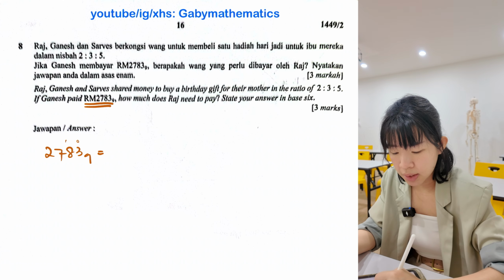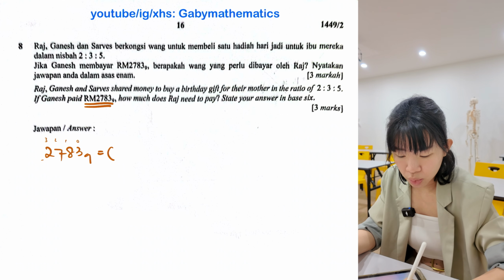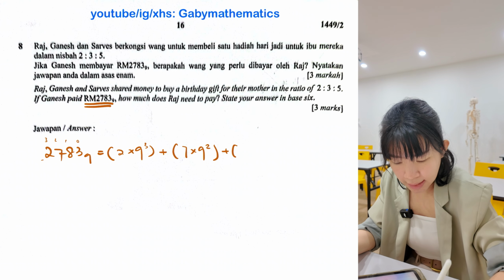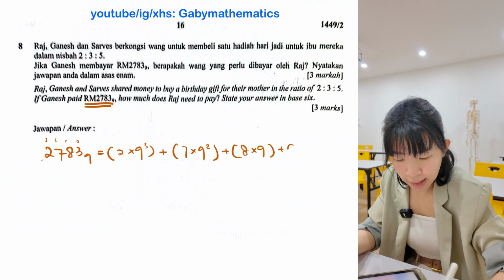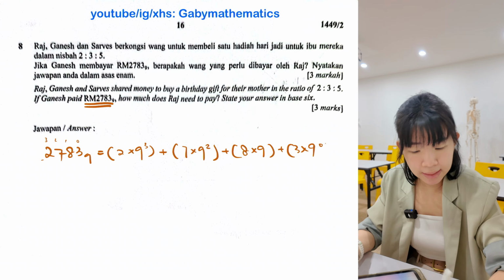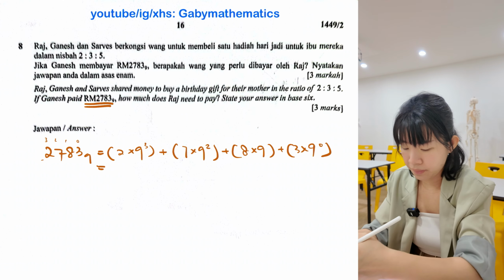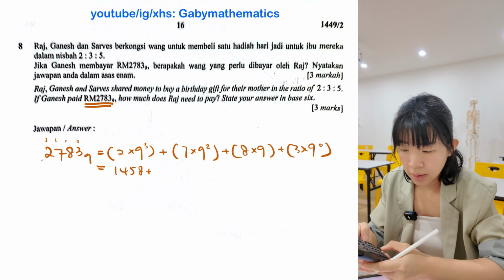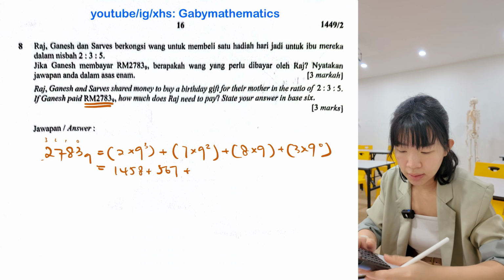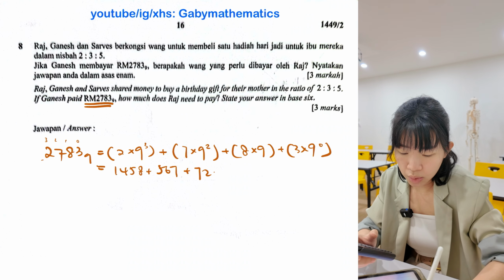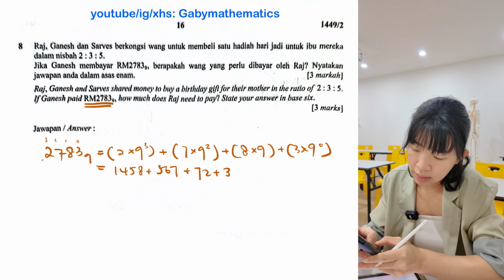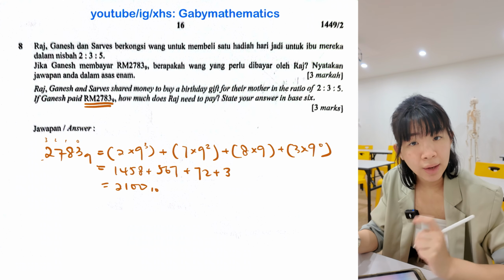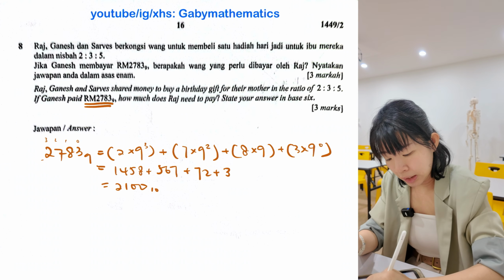2783 in base 9, change to base 10. We label the digits 0, 1, 2, 3. The first digit is 2. So 2 times 9 cubed plus 7 times 9 squared plus 8 times 9 plus 3 times 9 to the power 0. Let's total it up. This is 1458, this is 567, this is 72, and this one is 3. Adding together, the total is 2100 in base 10. This is the amount for Ganesh alone.